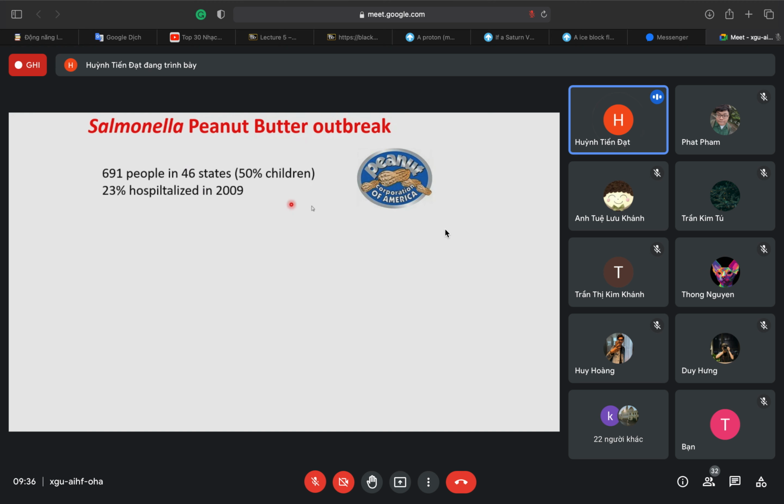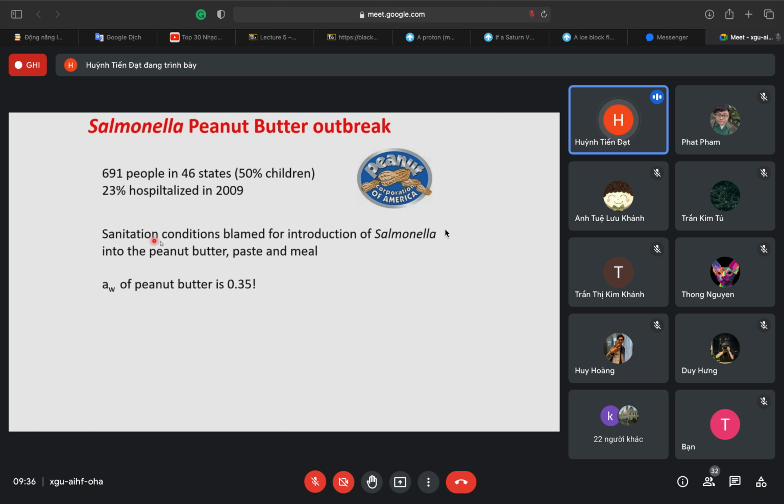Outbreak of the peanut butter. Food poisoning caused by the Salmonella. They say that the sanitation condition was blamed for the introduction of Salmonella into the peanut paste and the milk. So they got butter, the paste, and different kinds of products from the peanut.